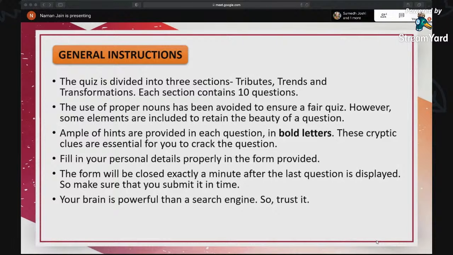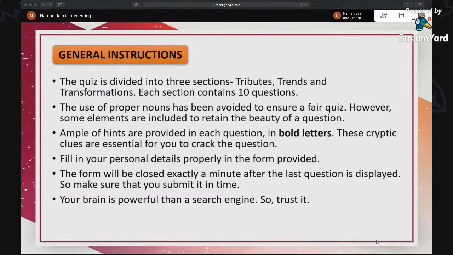And again, your brain is more powerful than a search engine, so do trust it. Use your brains, not Google, to get to the answers. I see 100 people watching now, so I will start in a minute. Just go through the instructions again. And please don't answer in the YouTube live chat.